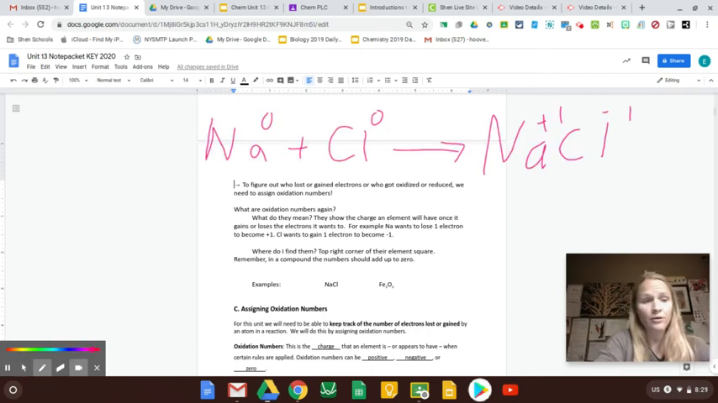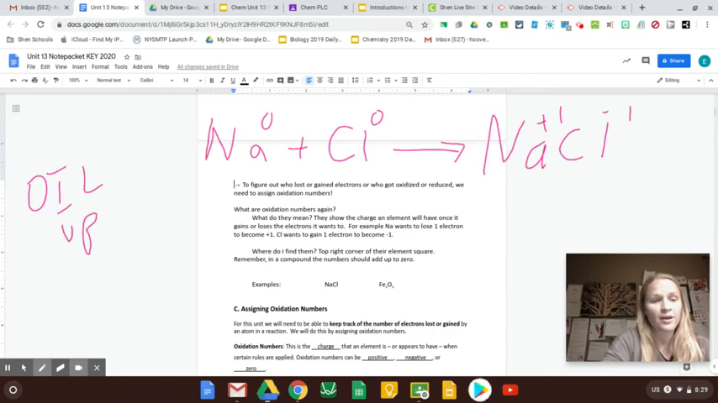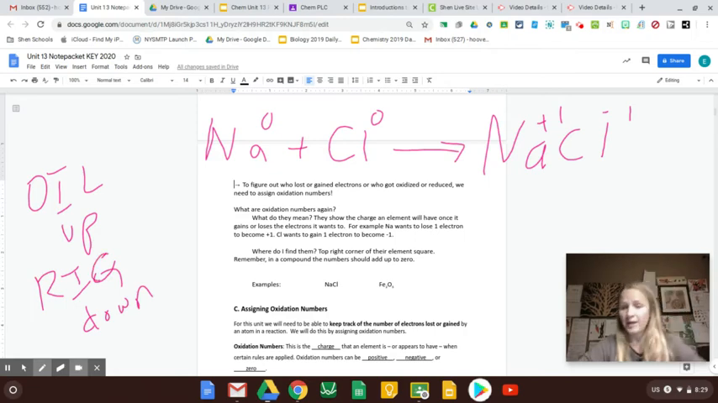Okay, so we know oxidation is loss and the charge goes up. Reduction is gain and the charge goes down. And these are things that I like to write on the top of my redox test. But then you're like, well, okay, what is the charge then? So to figure out if the charge went up or the charge went down, you need to assign charges.